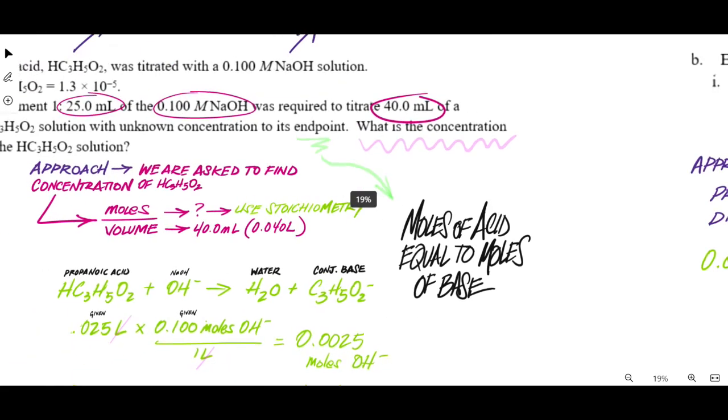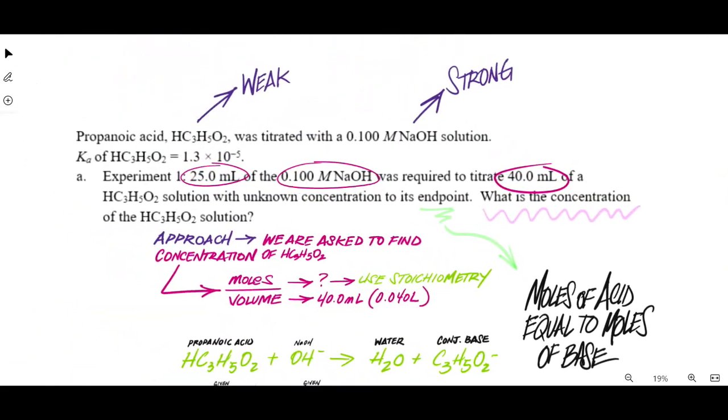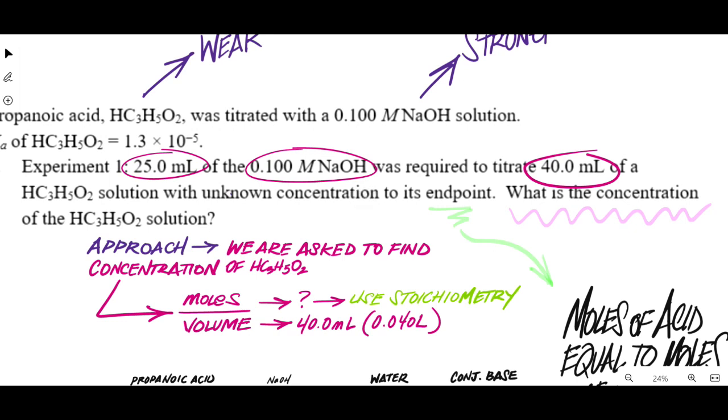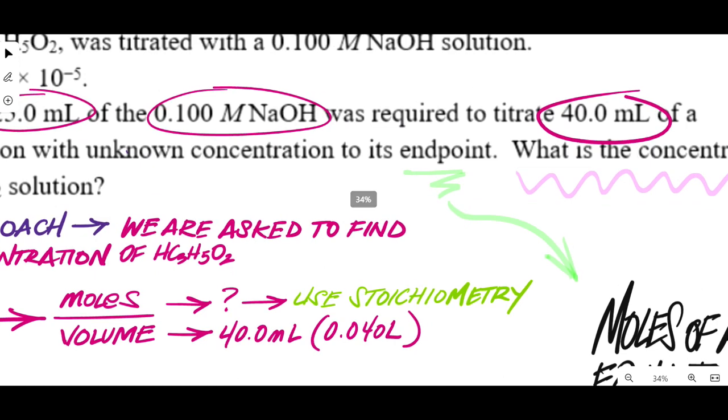Okay, so again, they want us to find the concentration. What's our approach going to be? Well, I think you know that concentration, molarity, is calculated using two values, moles divided by volume. Now you can see here next to the word moles, I put a question mark, because I don't know how many moles of the weak acid I have. That's not given in the question.